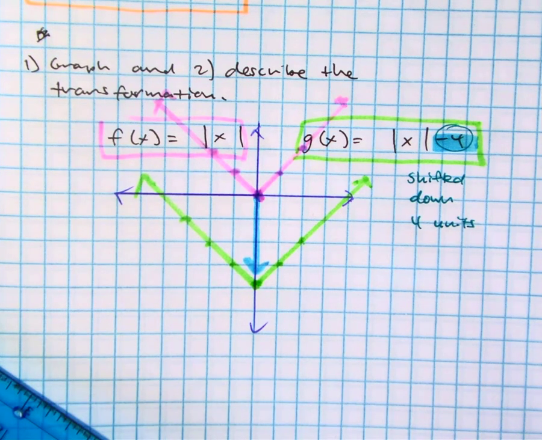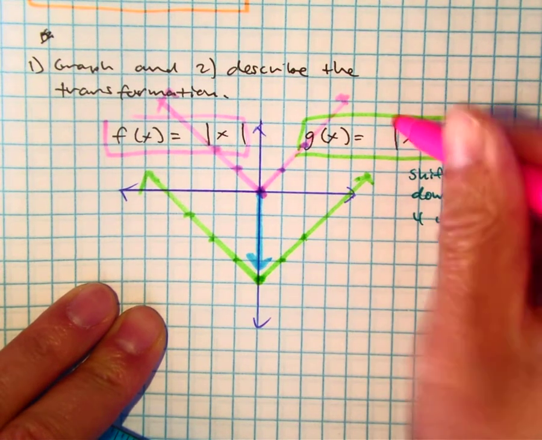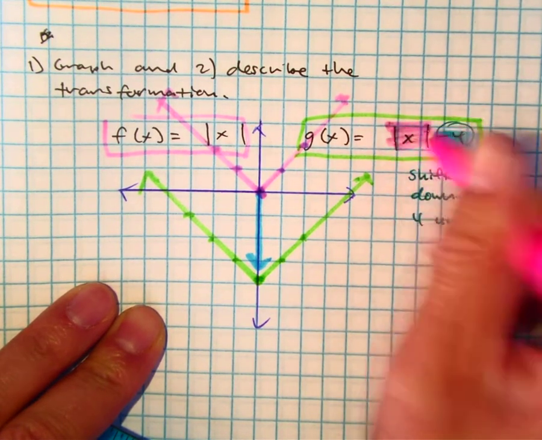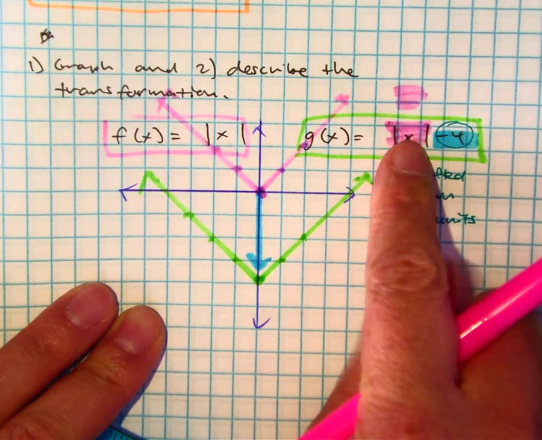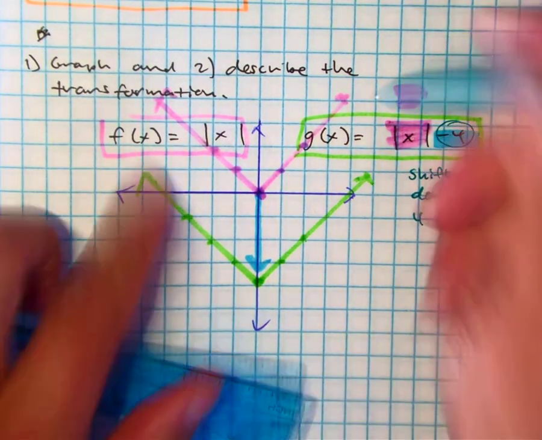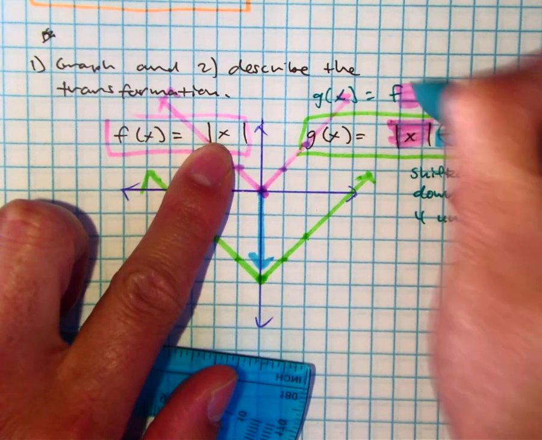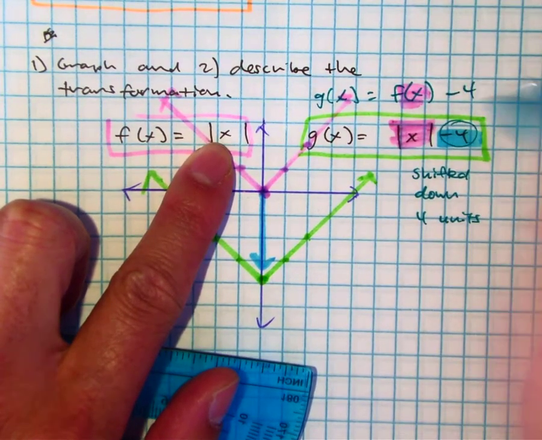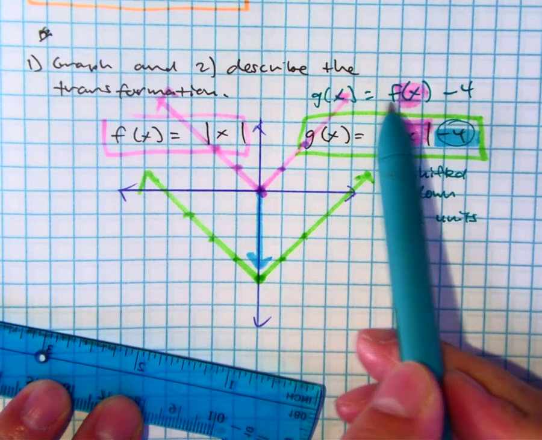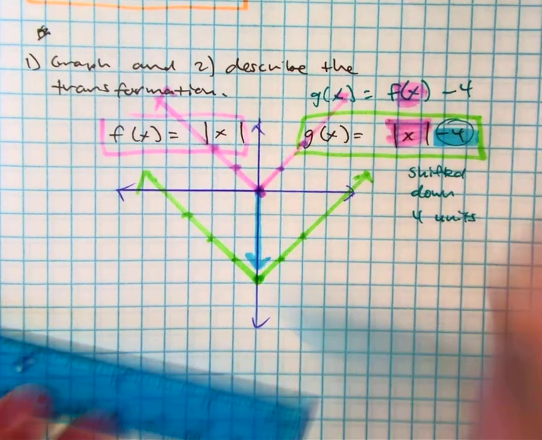Something really fancy, if you really want to get fancy, they would do something like this. In g of x, notice here you have the parent function. Instead of writing the absolute value of x, you can write f of x. So this would be super fancy: g of x equals f of x minus 4. And then basically you could see that g of x is the same thing as this function, but just translated down 4 units.